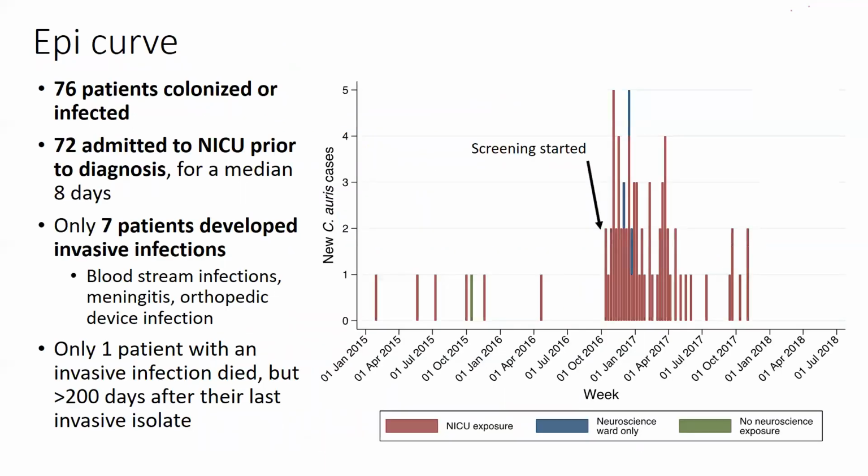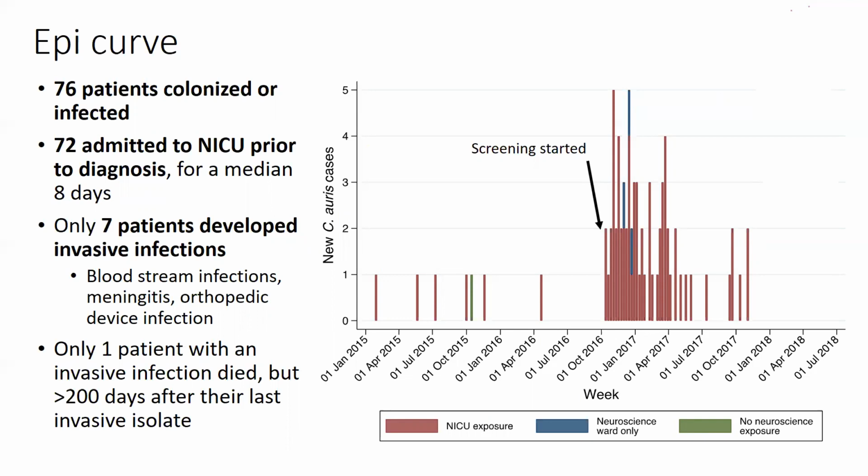I'll give you the whole story to start with, rather than giving you drips and drabs. You can see we've got this epi curve here, where we had 76 patients overall who were colonised or infected. Of those patients, 72 were admitted to our neuro ICU before diagnosis, usually for around a week or so before they became screen positive.